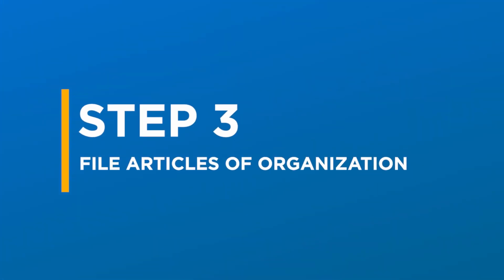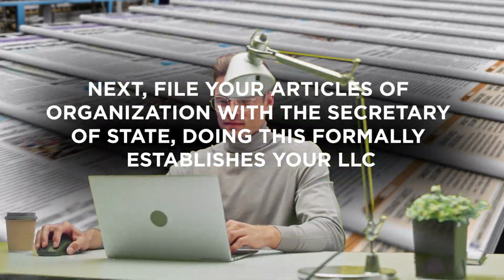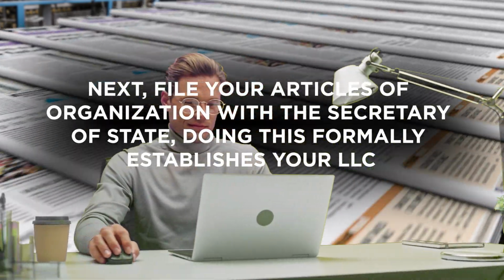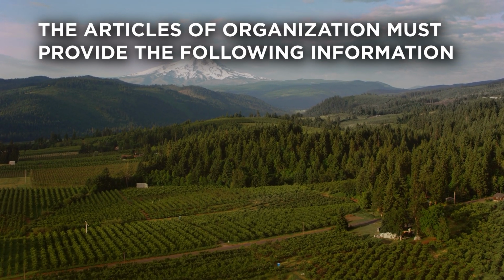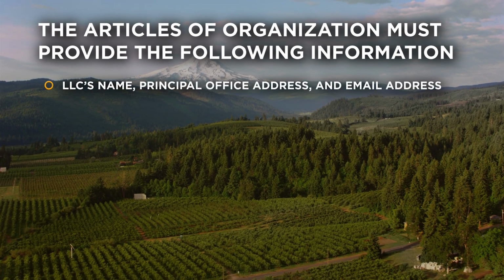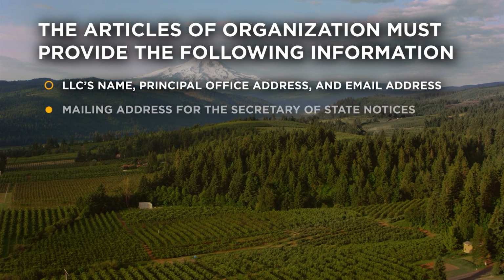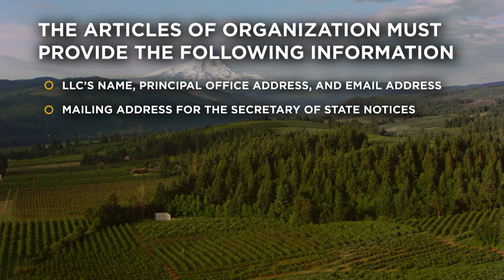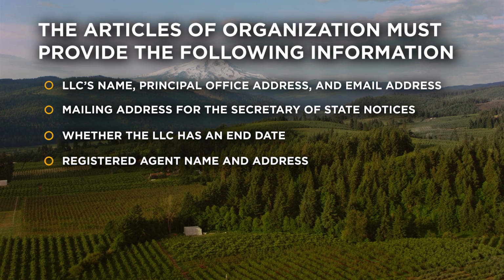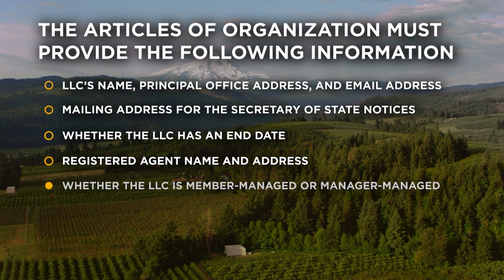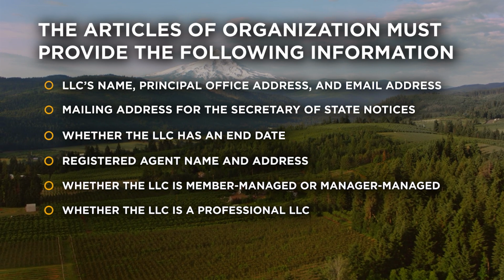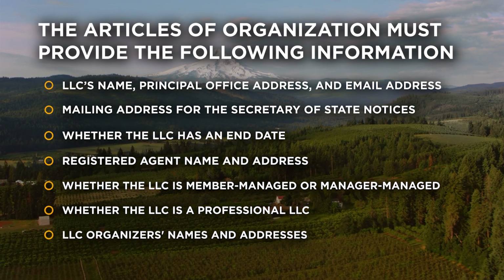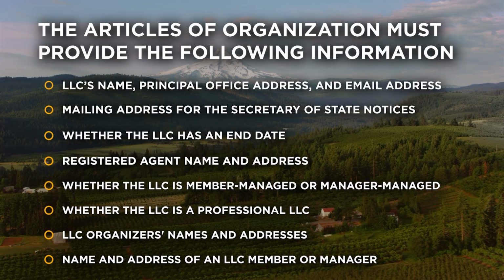Step 3. File Articles of Organization. Next, file your Articles of Organization with the Secretary of State. Doing this formally establishes your LLC. The Articles of Organization must provide the following information: LLC's name, principal office address and email address, mailing address for the Secretary of State notices, whether the LLC has an end date, registered agent name and address, whether the LLC is member managed or manager managed, whether the LLC is a professional LLC, LLC organizers' names and addresses, name and address of an LLC member or manager.